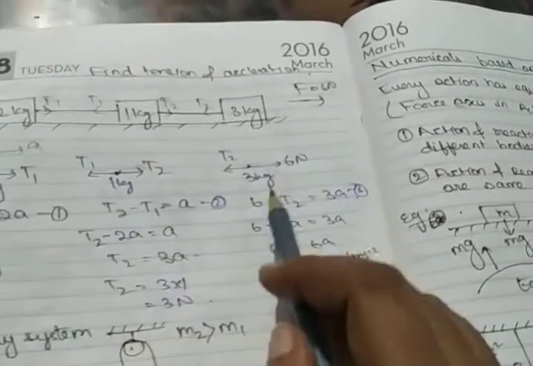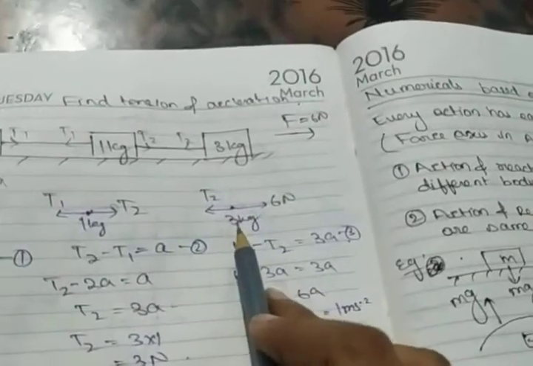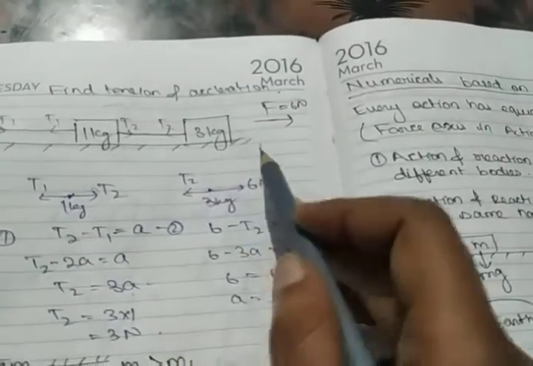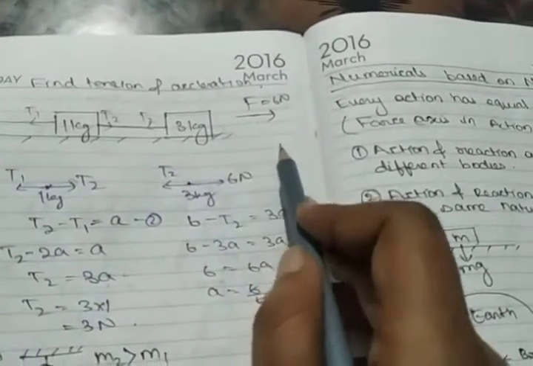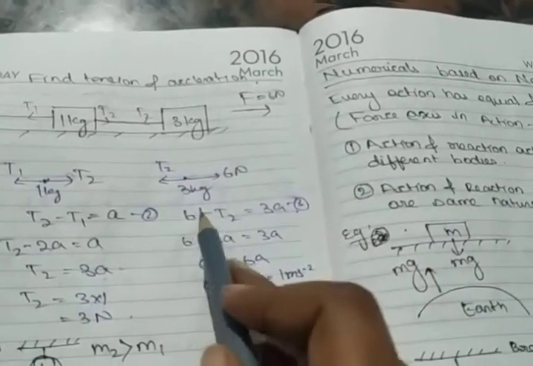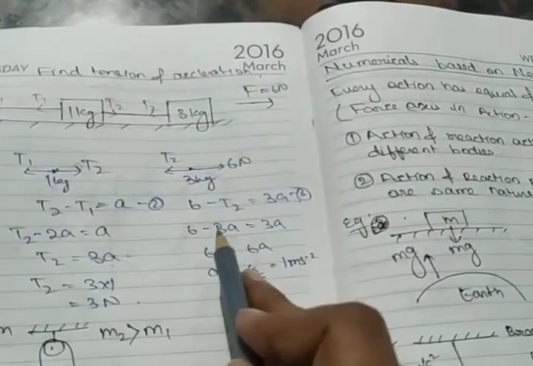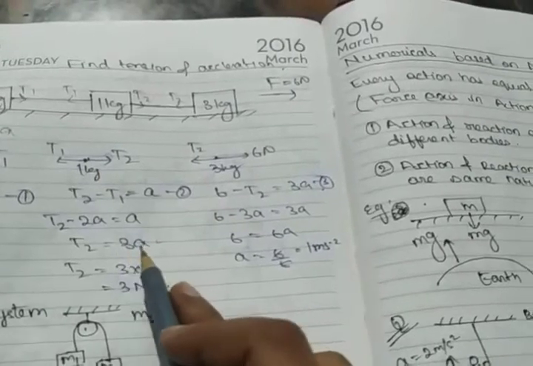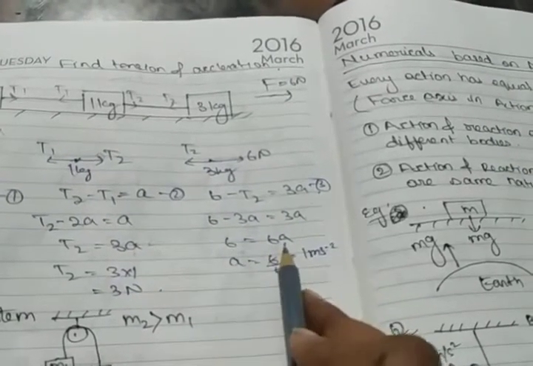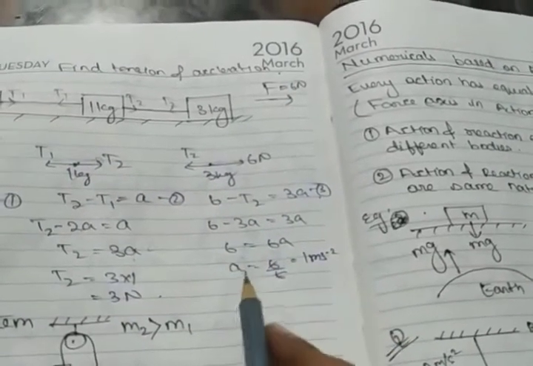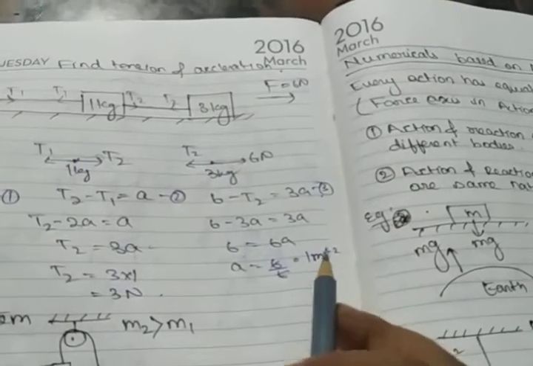Let us see then this one. Now here this is 3 kg, here it is 6 Newton, here it is T2. We know that the body is accelerating in this direction, so this is positive, this is negative. 6 minus T2 is equal to 3A. Again solve it. T2's value we know is 3A. Put the value of 3A, so 6 is equal to 6A. So the A value will be 6 by 6, that is 1 meter per second squared.